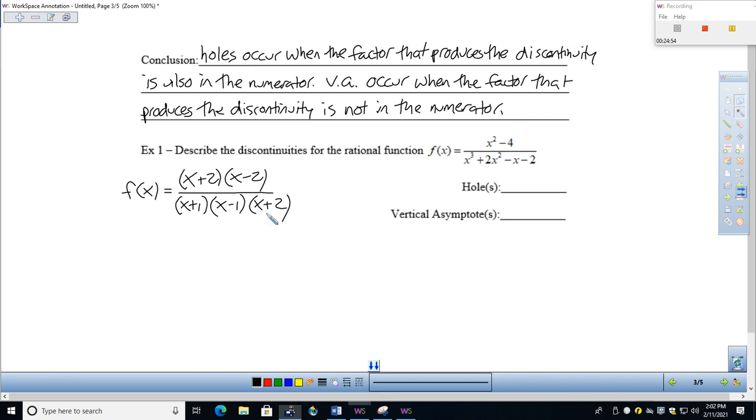Where would we have a hole? Where would we have a vertical asymptote? Well, let's start with the holes. This x plus 2 that produced the discontinuity is also in the numerator, and so that's where we would get a hole. These 2 factors that produce the discontinuities are not also in the numerator, and so as a result we should see vertical asymptotes there. So 1 at x equals -1 and 1 at x equals +1. All right, hope that's really clear on when we see one versus the other.